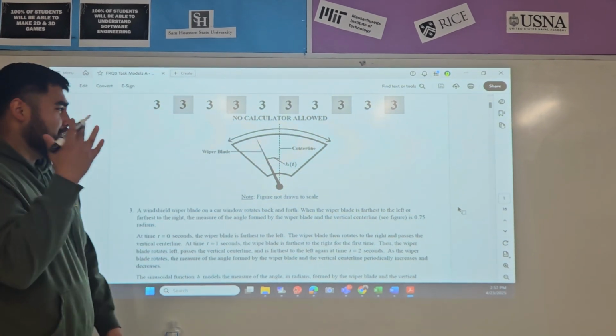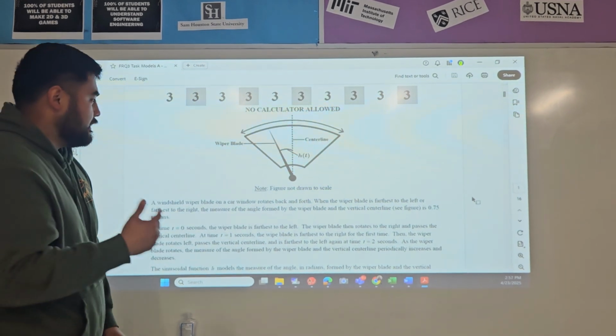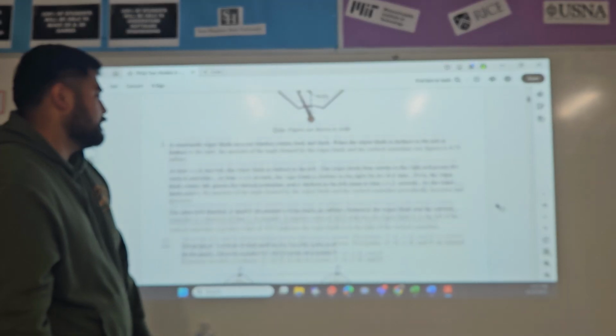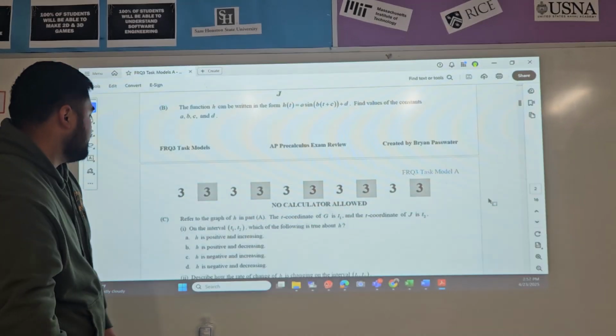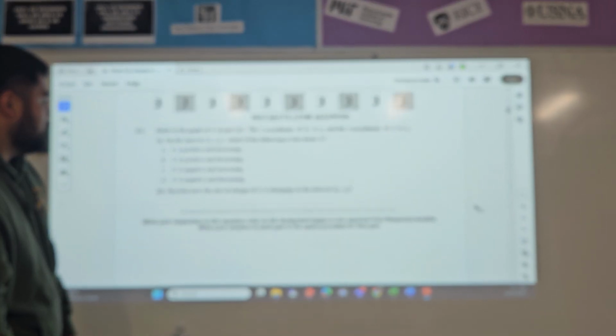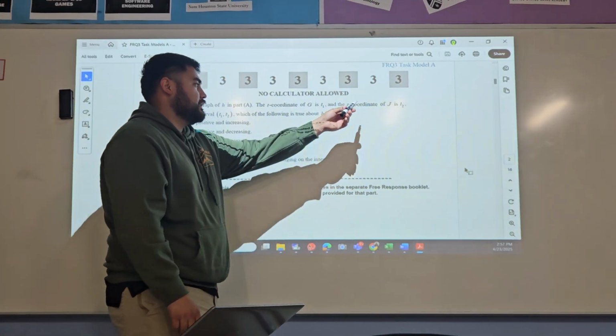So in this FRQ3, we're talking about the wiper blades, right? Before I even read the problem or look at the figure, I want to go to part C2, section 2, and figure out the concavity. Is it concave up or is it concave down? Interval T1, T2. So T1 is G, T2 is J.